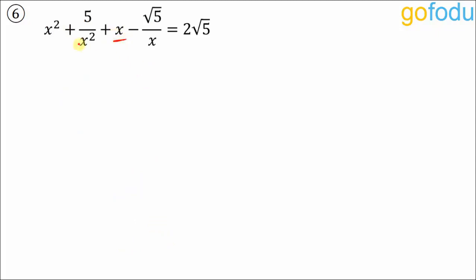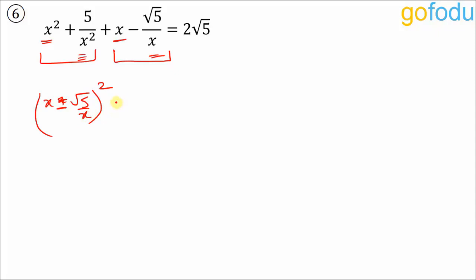So here we have x, here we have x square, here we have root 5 upon x, and here we have a square of root 5 upon x. What we can do in this question is we can create this term here as well. So this will be x minus root 5 upon x whole square. This is nothing but x square plus 5 upon x square minus 2 root 5. So minus 2 root 5 is extra, so we will have to add 2 root 5, plus this will come as it is, x minus root 5 upon x is equal to 2 root 5.